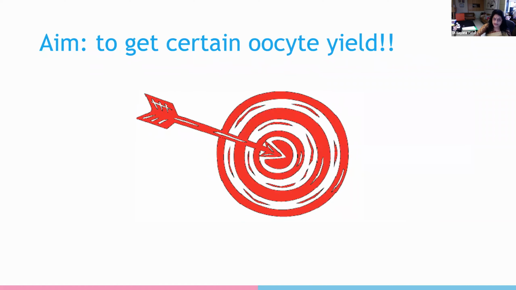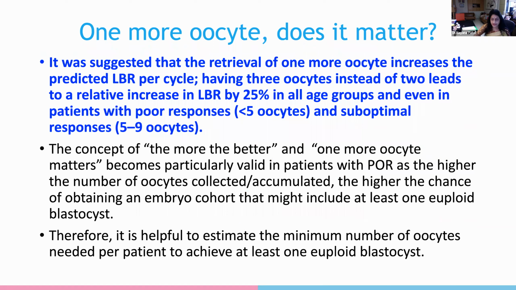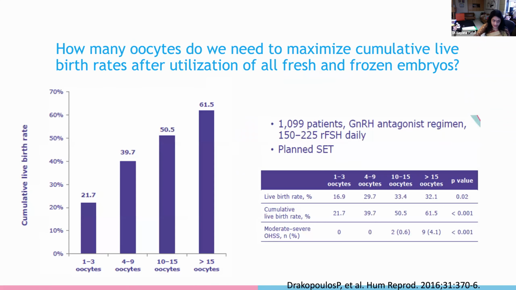So how to get a certain good oocyte in? Does one more oocyte matter? Yes, definitely one more oocyte matters and can give a 25% higher live birth rate if you target that 1 or 2 more good oocytes. If we look at the number of eggs that you need to give a positive outcome, when you get more than 15, you know 60%, but when you get just 1 to 3, it's going to drop to 20%.